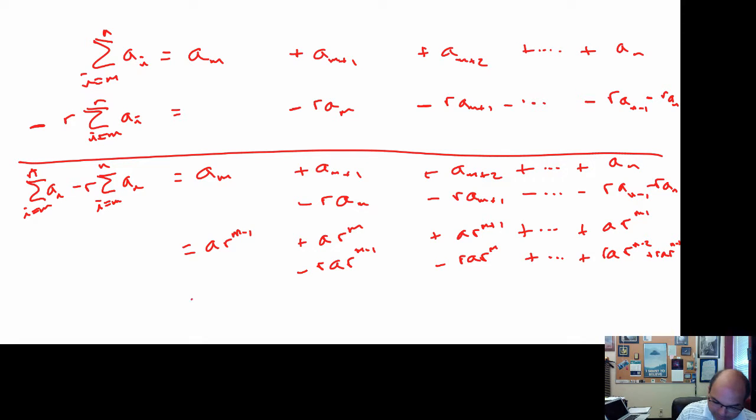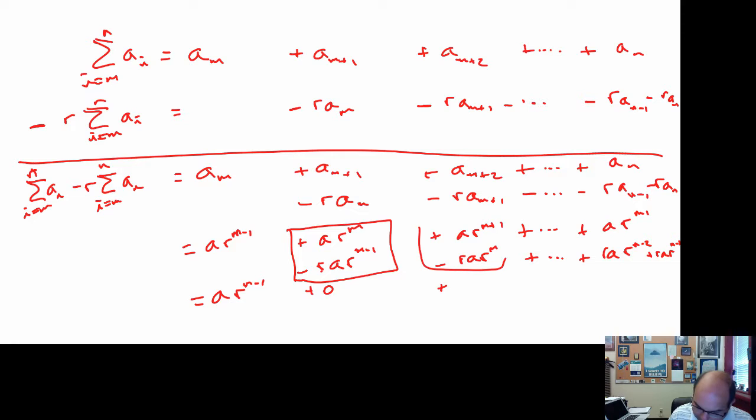Okay, so when I subtract these, I end up with a times r to the m minus 1. Well, these two are the same, right? Because this is a r to the m, this is r times a times r to the m minus 1, so these just cancel, that's just 0. These two, same story, that's just 0. These two, again, I have r times r to the n minus 2, that's r to the n minus 1, yeah, that's the same. And so I'm simply left with minus a times r to the n, combining this r and the r to the n minus 1.